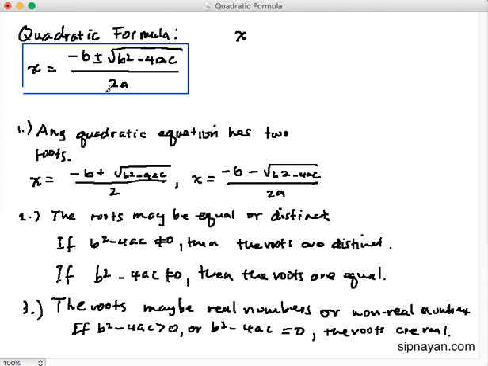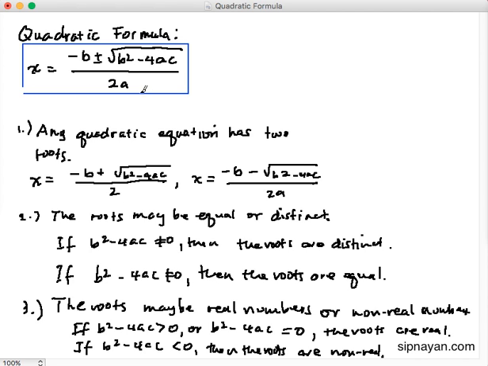So, kailan siya nagiging non-real? Pag negative ito. So, if b squared minus 4ac is less than 0, then the roots are non-real. Kasi pag nag-negative ito, magiging square root of a negative number siya, di ba? And the square root of a negative number is not a real number but a complex number. So, yun ang nangyayari if b squared minus 4ac is less than 0.